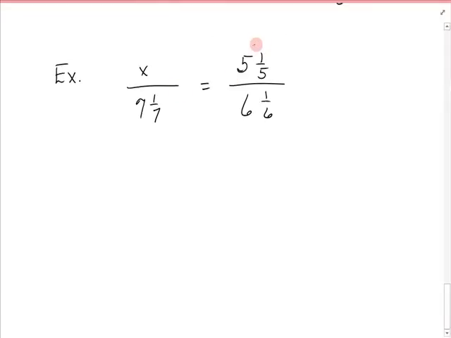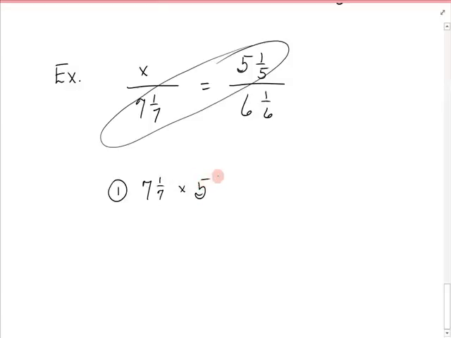To solve this proportion, you're still going to look at your cross product. The first cross product is 7 1/7 times 5 1/5. I need to change that to an improper fraction. That's going to be 7 times 7 is 49 plus 1 is 50 over 7 times 25 and 1 is 26 over 5. Can I reduce? A little bit. 5 goes in there once, and 5 goes in there 10 times. 10 times 26 is 260. 7 times 1 is 7.